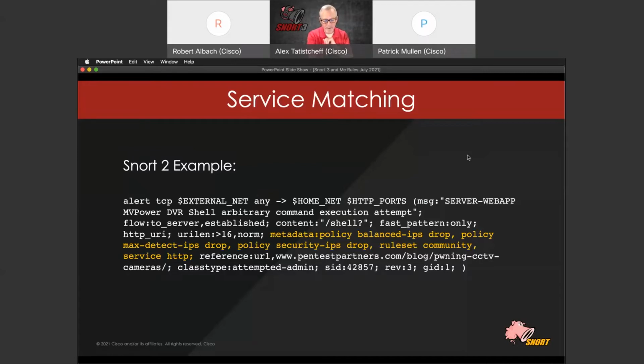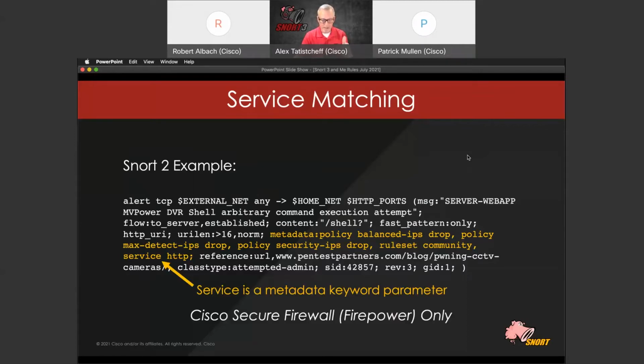But you'll notice at the end there is a service HTTP keyword that actually is a detection keyword. It's going to change how the rule works. So again, that's Snort 2. Snort 2 is going to ignore that orange part unless it's the commercial system. Again, it's a keyword parameter in the metadata. As I said, Secure Firewall only.